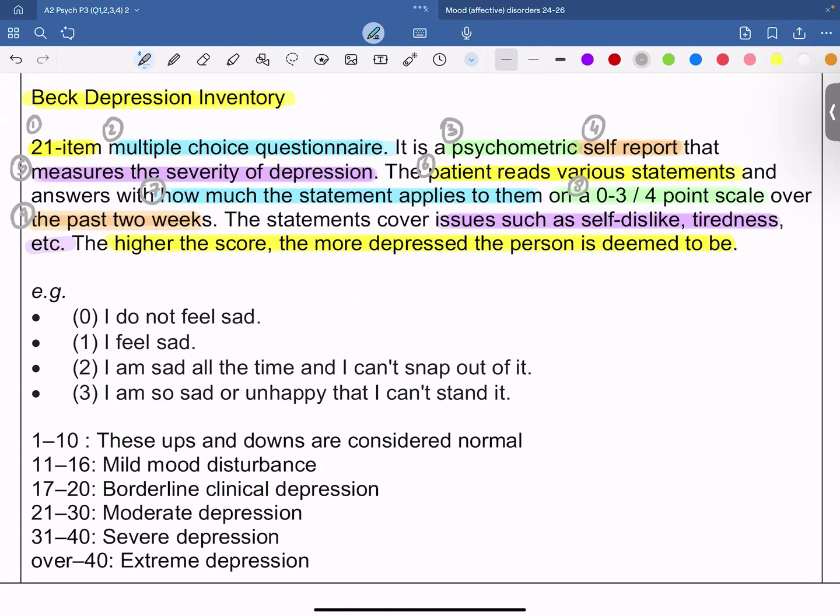The statements cover issues such as self-dislike and tiredness. We saw both of them with Joanne, etc. The higher the score, the more depressed the person is deemed to be. Now, see, 11 points. We have 11 points right in front of us, and I've picked this up right in front of you from the marking scheme.